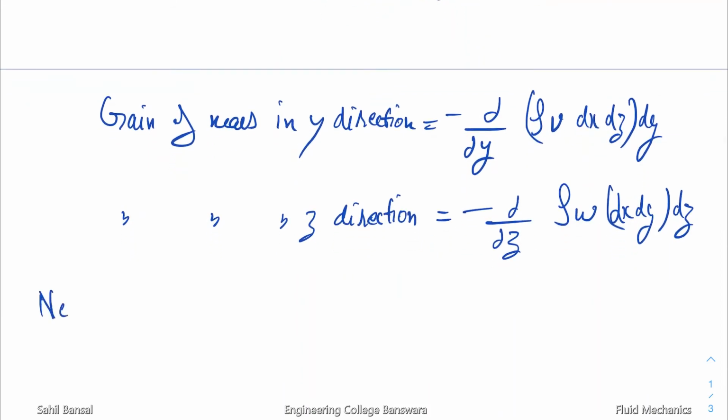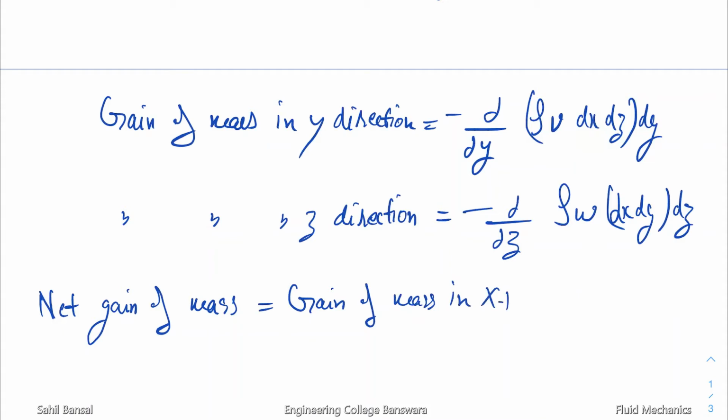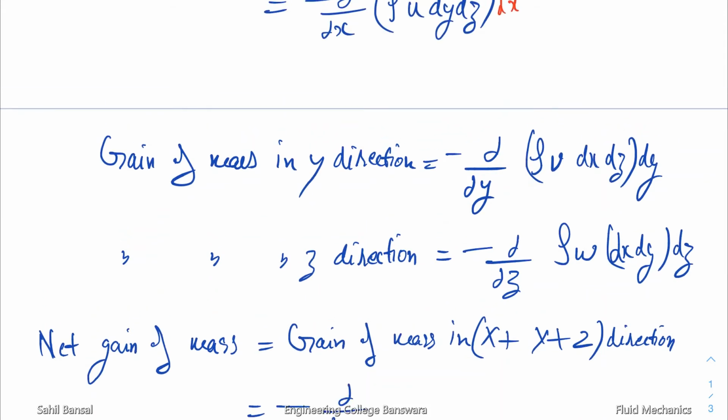What is the net gain of mass? It's the gain of mass in x direction plus y direction plus z direction, which will be equal to minus of del by del x rho u plus del upon del y rho v plus del upon del z rho w.